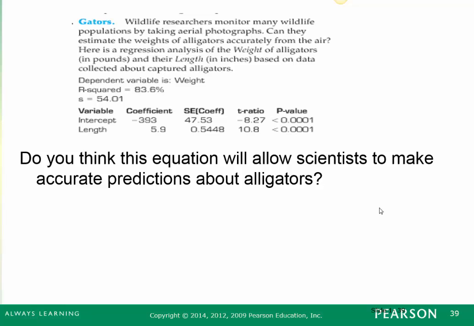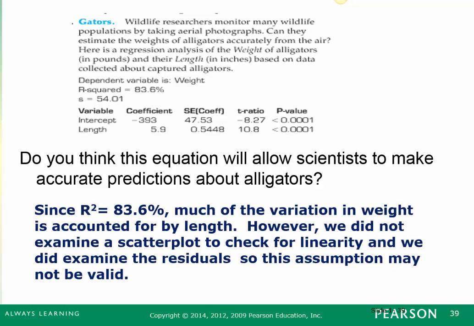Okay, there's a nice r squared there, but remember, we did not look at the scatter plot, so we couldn't examine it for linearity, and we didn't examine the residuals, so the assumption may not be valid. It's so critical for you to take a look at the scatter plot to assess the conditions before you try to make some conclusions based on statistical software output like this. So hopefully this will help you as you're working through your homework in Chapter 7.